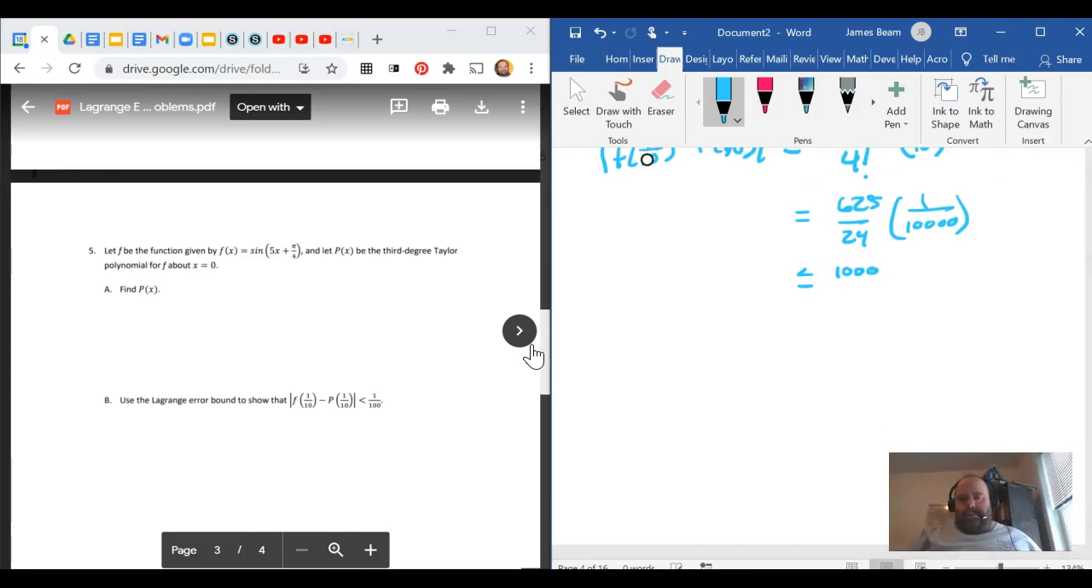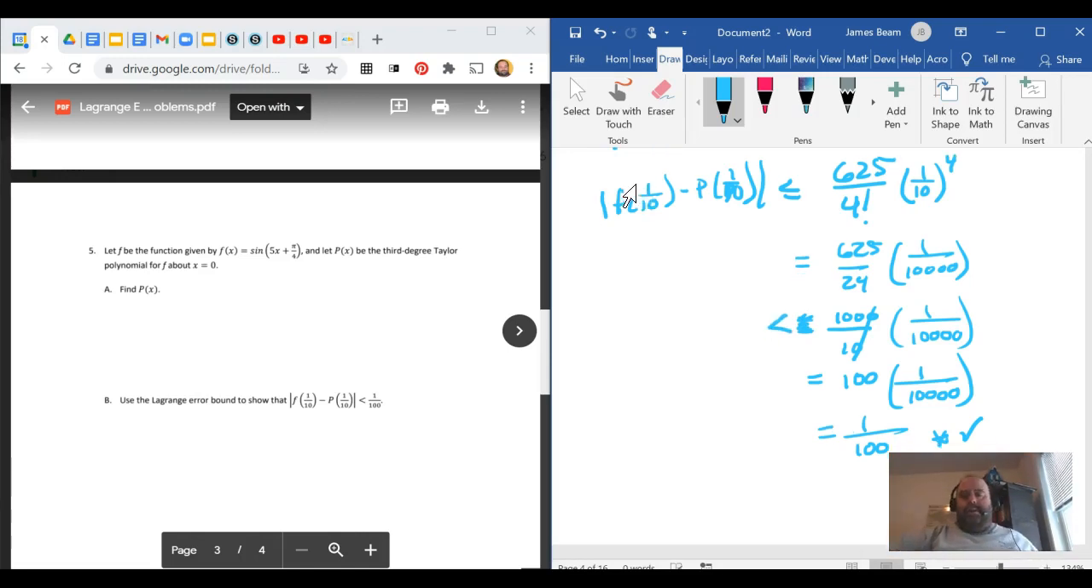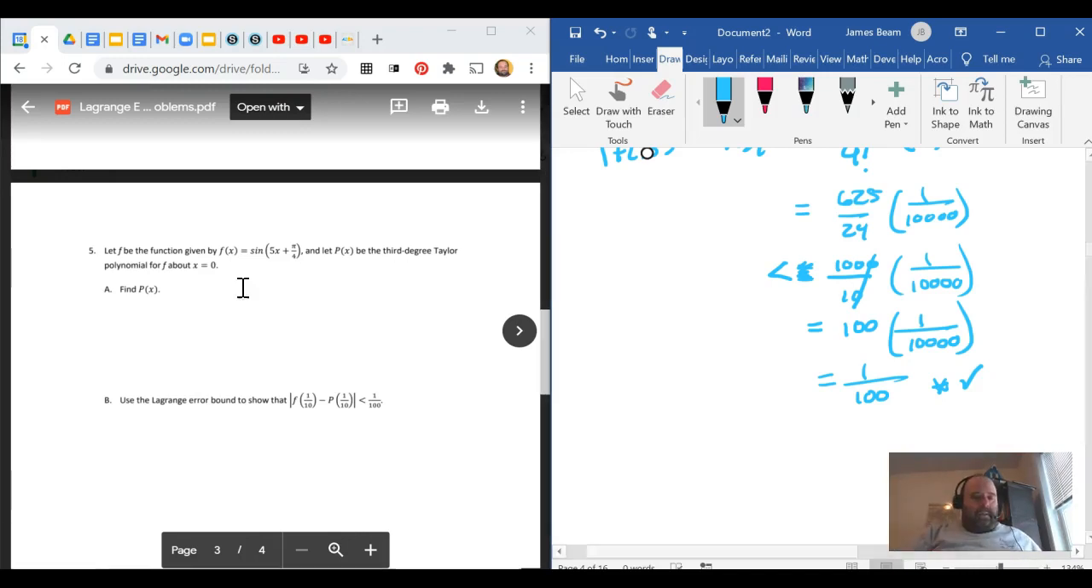All right, so we can play around with this thing a little bit. I can make the numerator bigger, make the denominator smaller, right? If I make the numerator bigger and I'm making the denominator smaller, I'm still bounding above, right? So this is going to be equal to 100 over 1 over 10,000, which becomes 1 over 100, which I believe I have just shown that this is less than 1 over 100th, right? Actually, this one doesn't have to be a less than or equal to, that's clearly less than. So I have now bound the error below 100th. So that's it for problem 5.